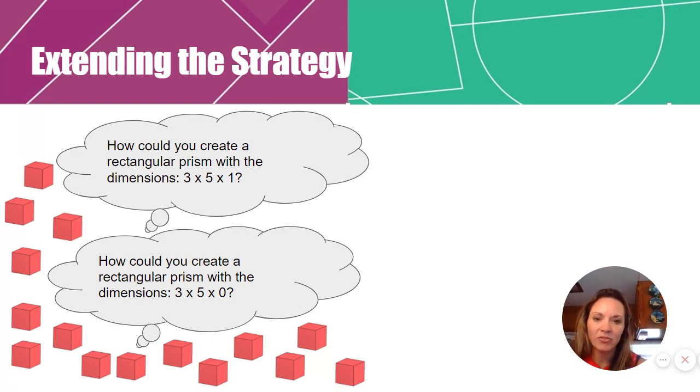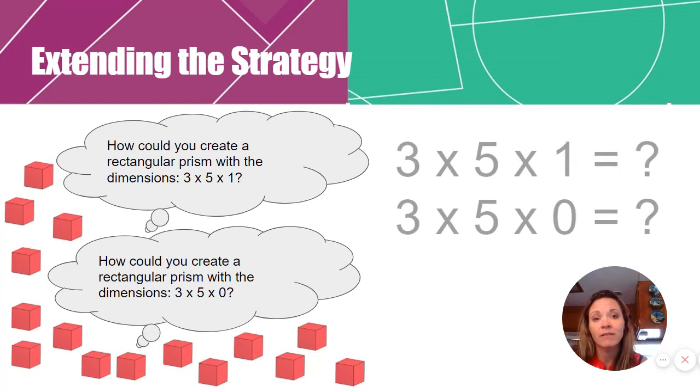Now let's try extending this strategy. Imagine you have some little cubes and you're going to create a rectangular prism, which is like a box. You want to fill up a box. How could you create a rectangular prism with the dimensions 3 by 5 by 1? What could it look like? How could you create a rectangular prism with the dimensions 3 times 5 times 0? What could that look like? You may want to pause the video for a moment and try and imagine or draw a picture or build this to see what it could look like.